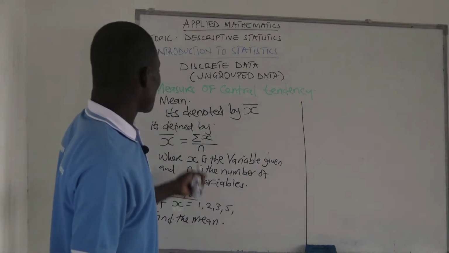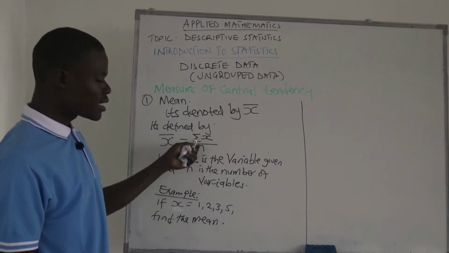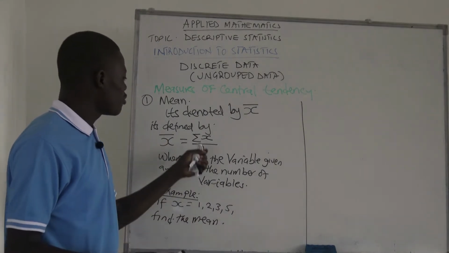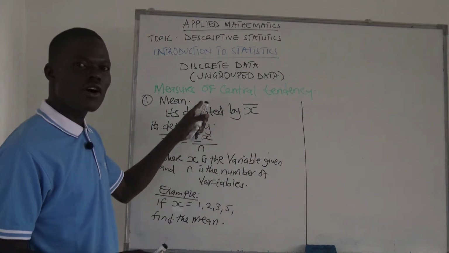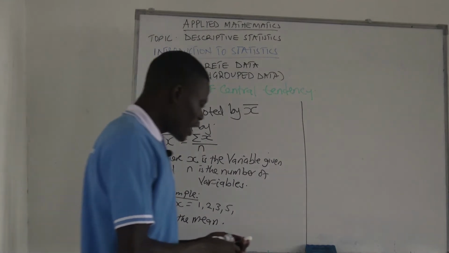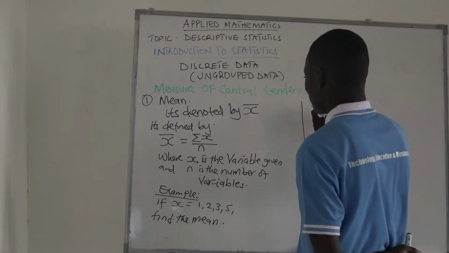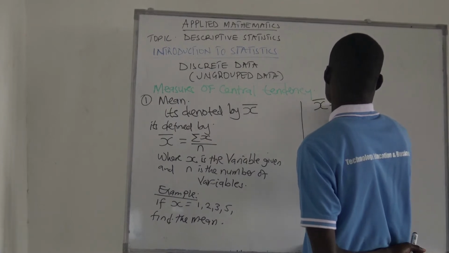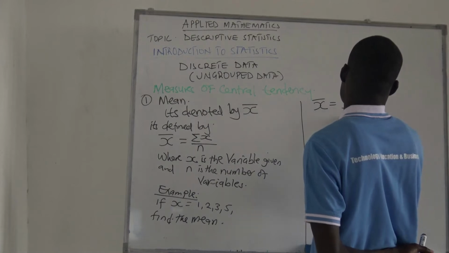But we saw that mean is given by summation of X. This symbol here means summation. Otherwise, we are adding from all levels. This one is summation, which means adding the number of variables which are there out of the total numbers which are there. So now we have said mean is given by summation of x out of n.